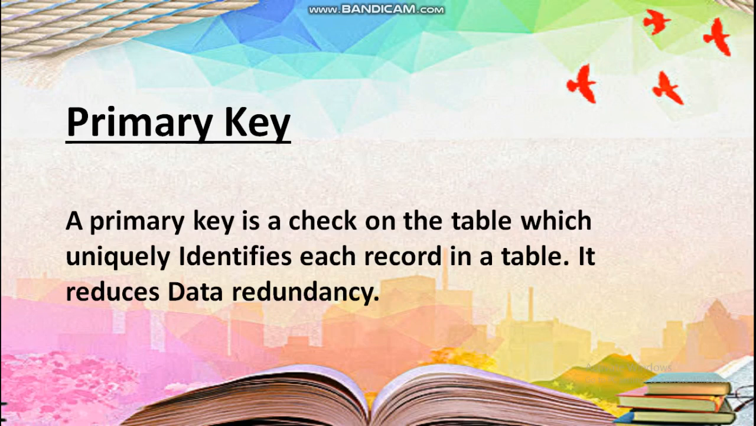Identifies means to recognize. So a primary key is a check. It is a test on the data to uniquely recognize it, so that it is unique data and no duplicate data is entered into the table. The duplication of data is referred to as data redundancy.